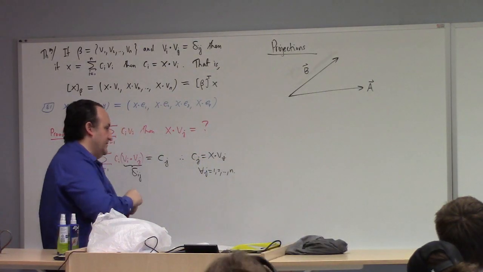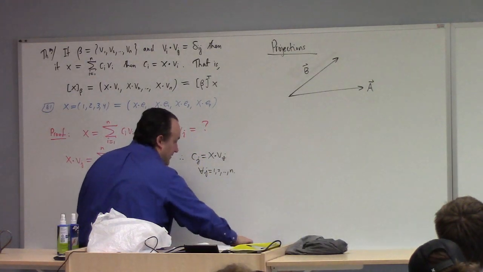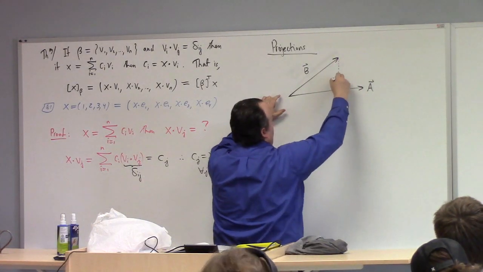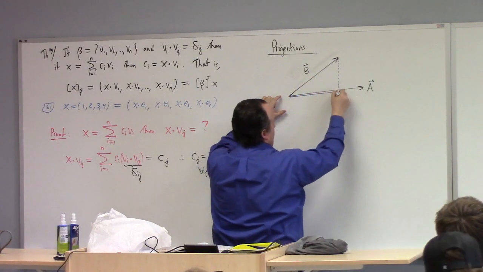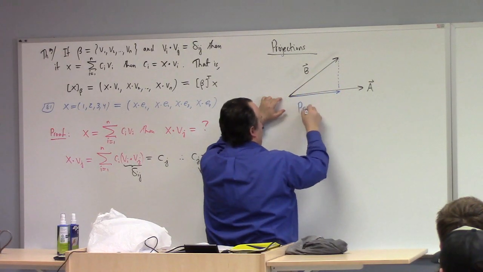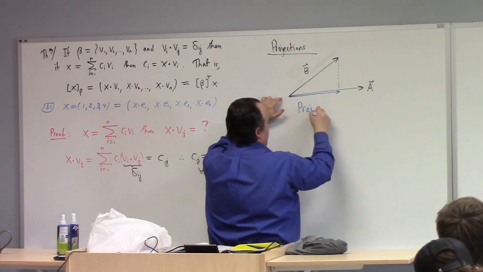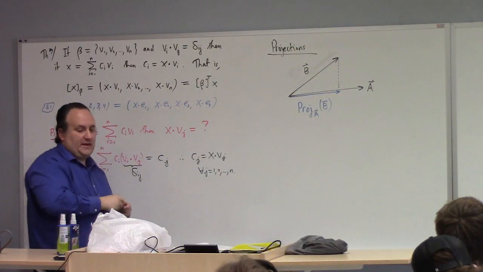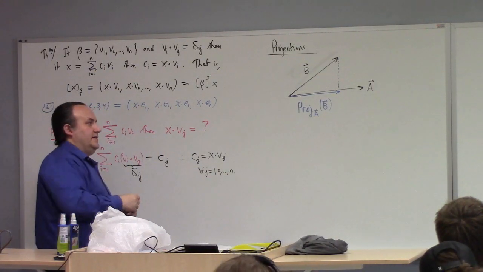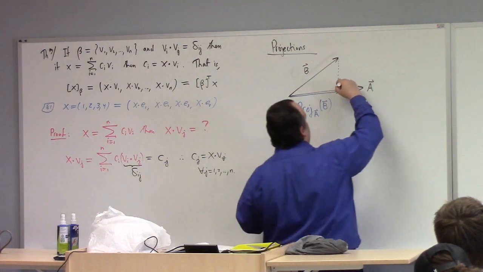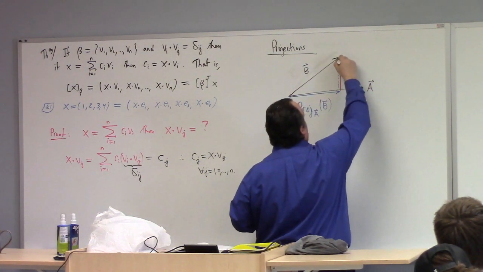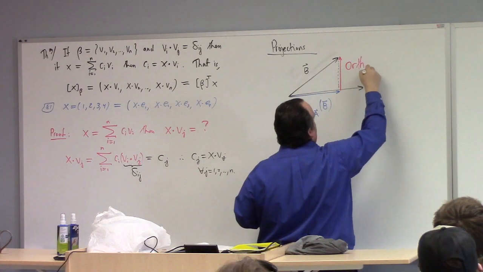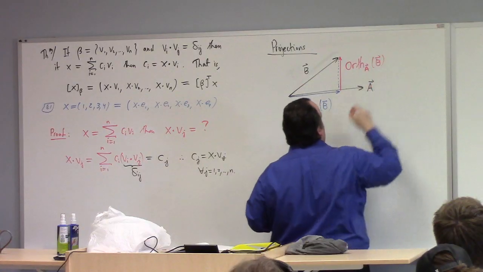I can break B up into a vector which is parallel to A, right? The part which is parallel to A, just like this piece, that's called the projection into the A direction of B. All right? I can do that. And I can also take another piece and make it perpendicular to that, like this, and I call that the orthogonal projection of B in the A direction.